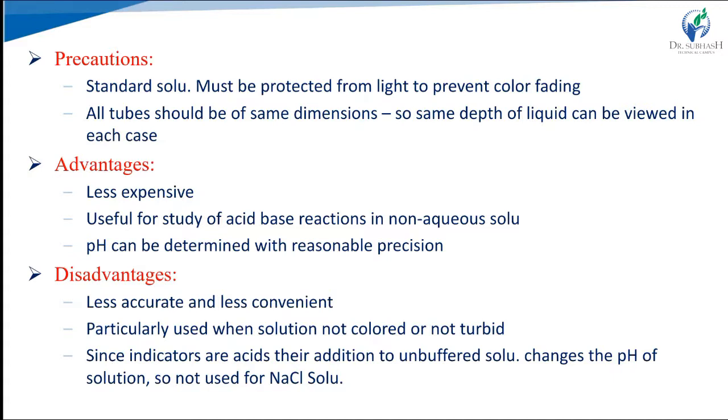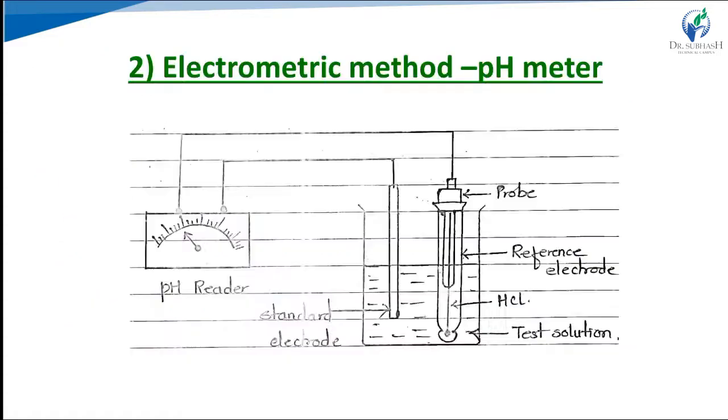Their advantages and disadvantages: it is less expensive, so pH can be determined using acid-base reaction, including in non-aqueous solution. But it is less accurate and less convenient as compared to the electrometric methods, and is particularly used when solutions are not colored or turbid. Also, the addition of indicator to an unbuffered solution changes the pH of the solution, so it is not used for solutions like NaCl. Like that, these are the advantages and disadvantages of the colorimetric method.